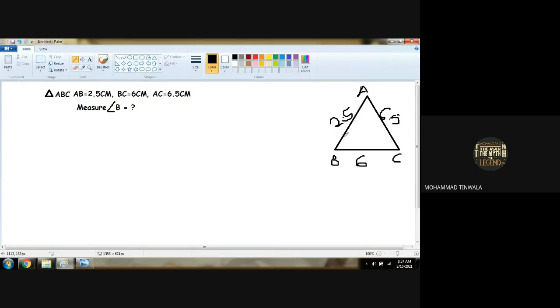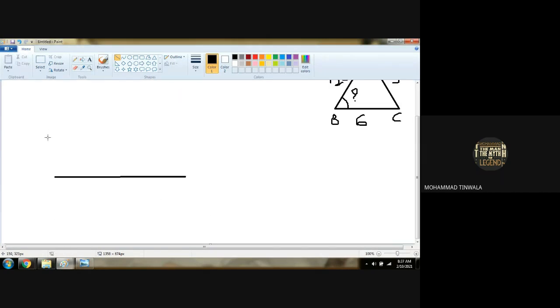At the end, you know how to do the construction. But at the end we have to measure this angle. Did you understand? This is what the question is. Now we are going to take our baseline. We took our baseline with 6 centimeter. Let me make it a little smaller.